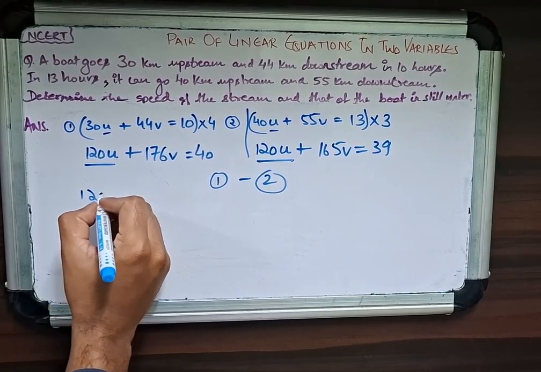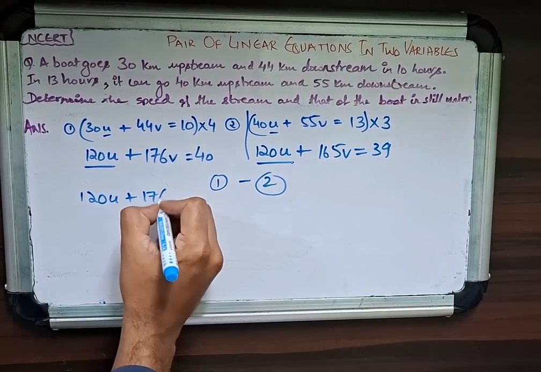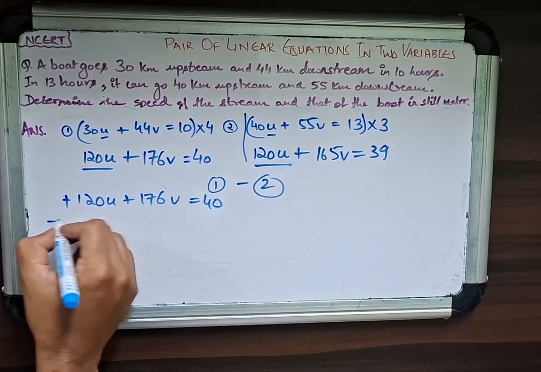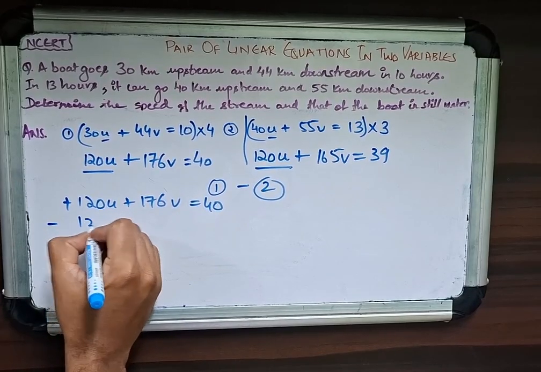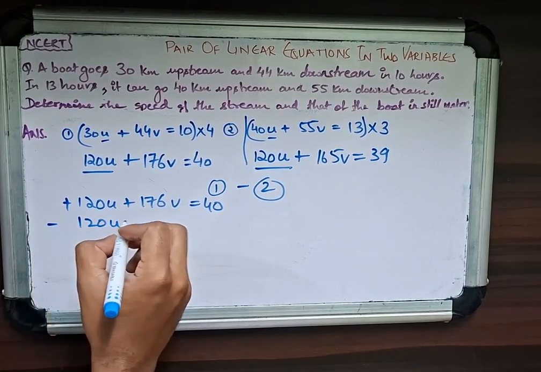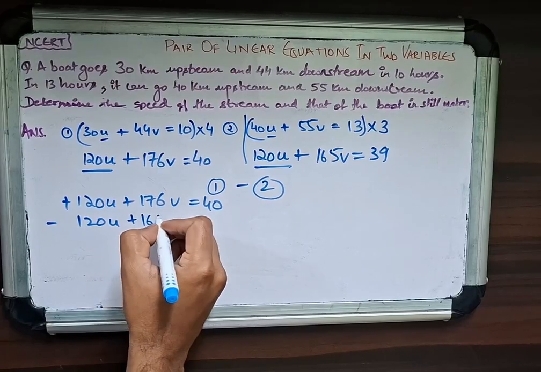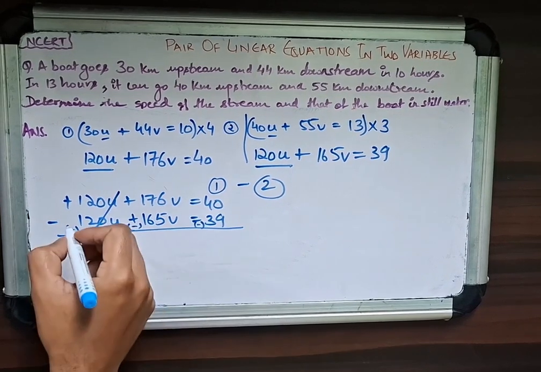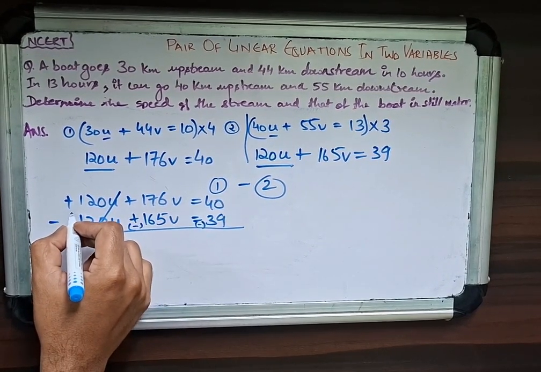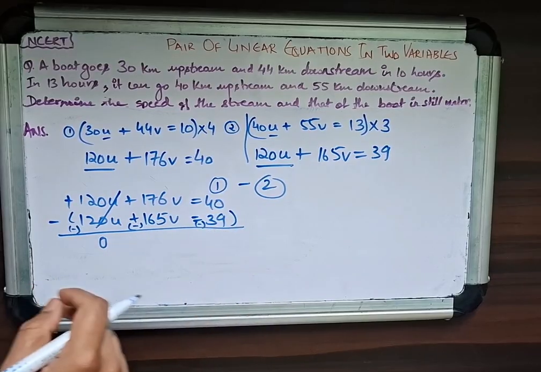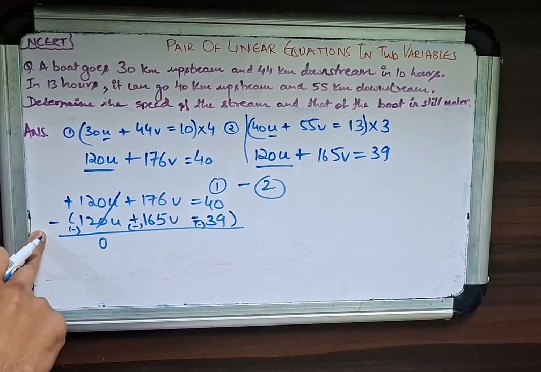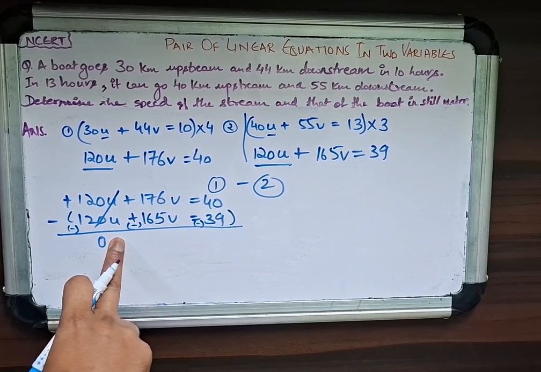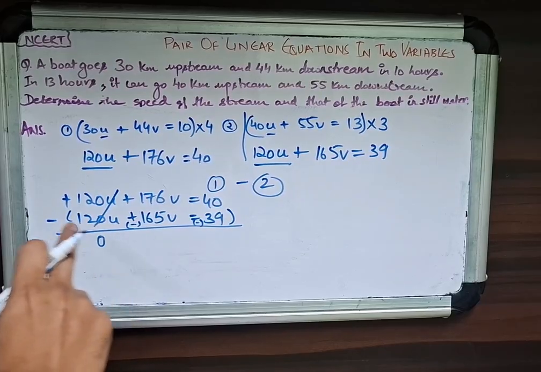That will give me 120u plus 176v is equal to 40 minus 120u plus 165v is equal to 39. Or you can think of the second equation having a bracket. So when you open the bracket, the minus sign goes in and affects the sign of the terms.